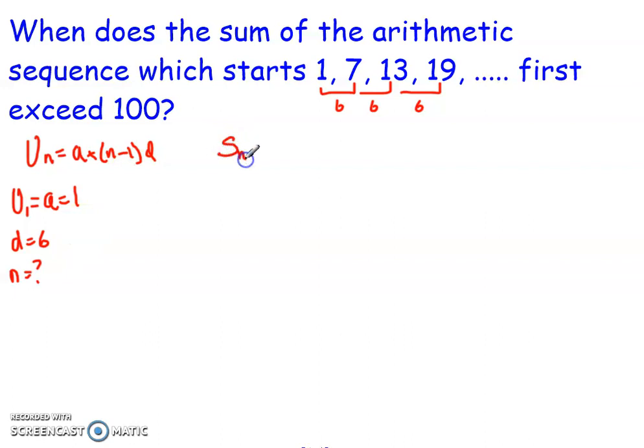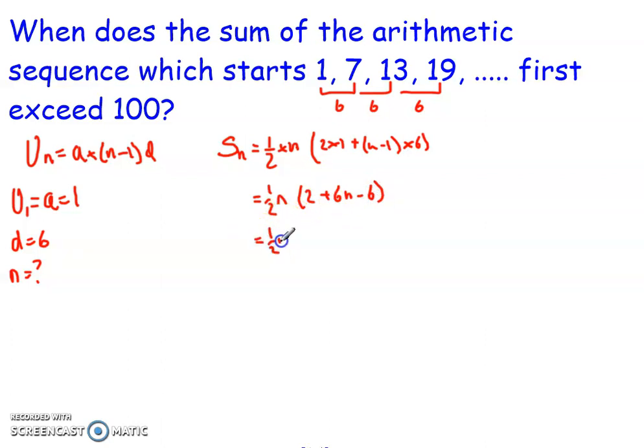Because I want to know the sum to which term gives me something greater than 100. So in this case, I've got a half times n, bracket 2a, so 2 times 1, plus my n minus 1, times d, which in this case is 6. So I've got a half times n, bracket 2, plus n minus 1 times 6, well let's multiply this bracket out, plus 6n, take away 6.